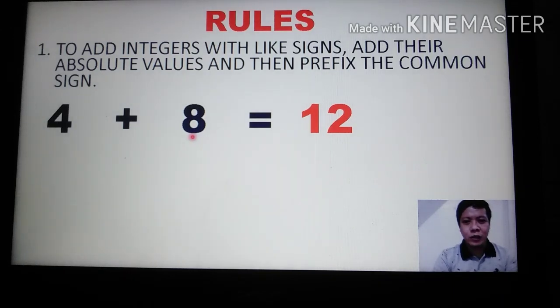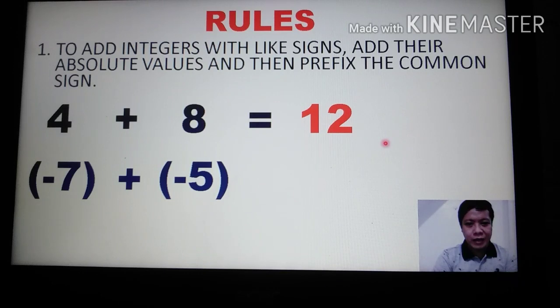So if they are like sign, we're going to add. So they are 12 and then follow their sign, or that means you're going to prefix the common sign of the two. They are both positive, therefore the sum is positive. Another example, if we have negative 7 plus negative 5, in this case, they are also like sign, they are both negative. So if they are like signs, you're going to add absolute values. So 7, the absolute value, and this absolute value is 5.